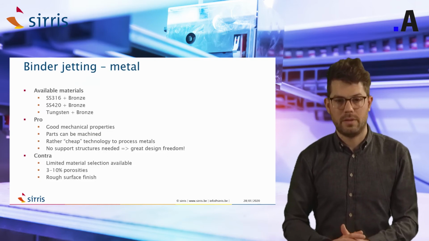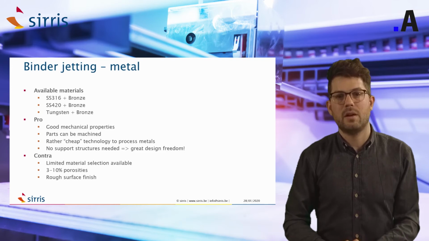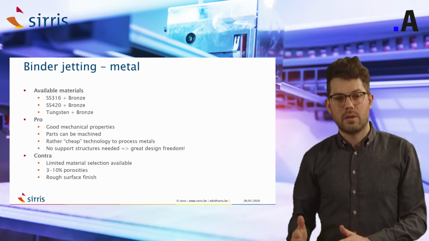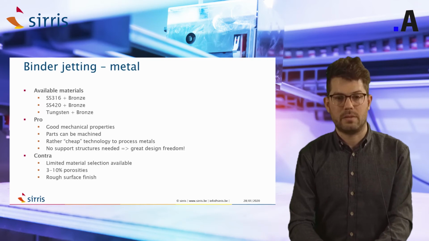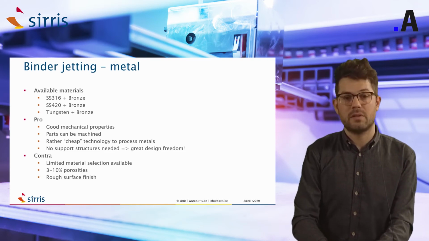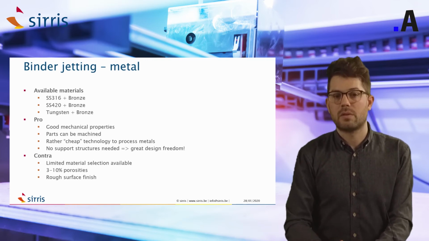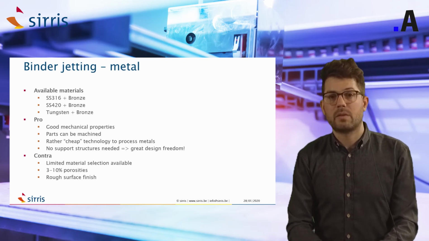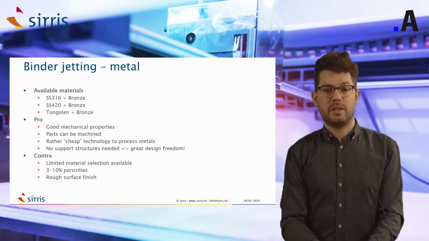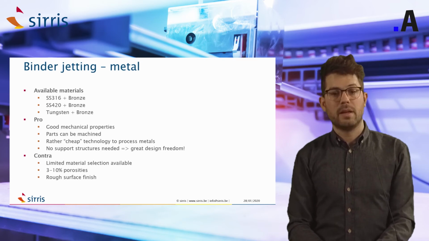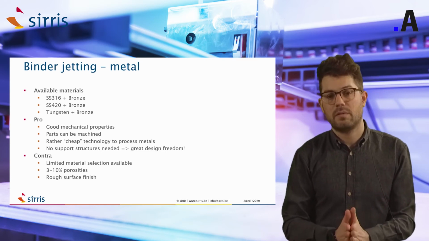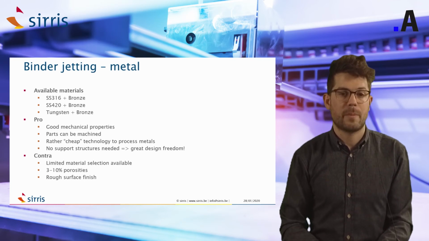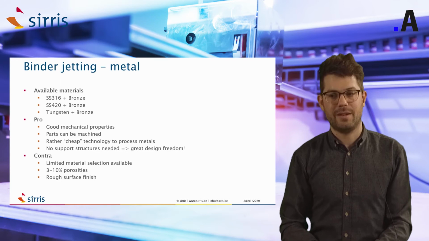So if we look at the available materials, we see that we actually always have a combination of two materials. For example, a stainless steel or a tungsten, which is infiltrated with bronze material. What is a big advantage of this technology is that we have rather good mechanical properties. We can also machine those metal parts. And if we compare it to laser-based technologies, this technology is quite cheap, also quite quick in printing, because one of the reasons for this is that we don't need support structures, and thanks to this, we also have a great design freedom.